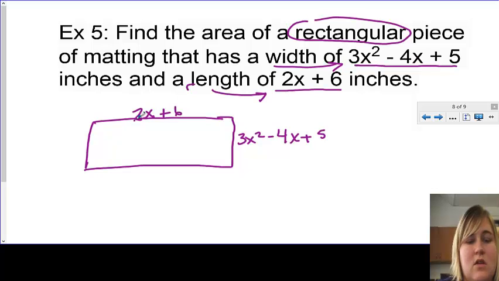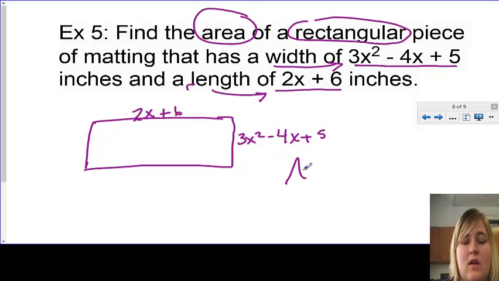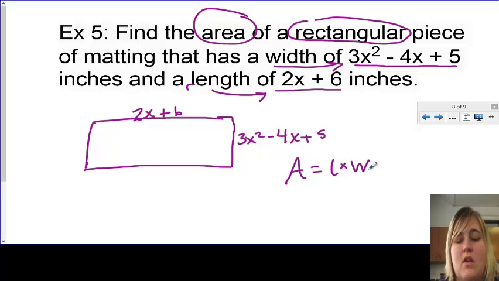Okay, and it wants me to find the area. The area of a rectangle is found by doing what? I hope you're thinking multiplying length times width. So all you need to do is plug these in and solve. And I want you to do that on your own.